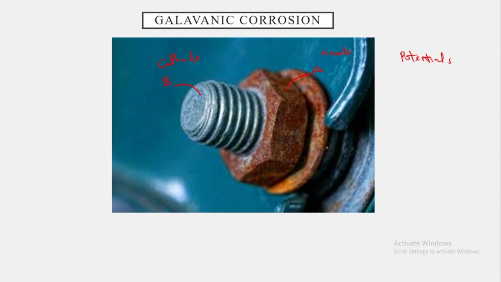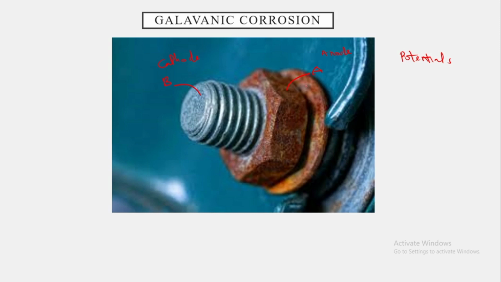The rate is related directly to the cathode-anode ratio. So let's look at something. When you are coupling these two materials together, or two metals together, the size of the anode and the cathode is necessary for the galvanic corrosion to happen. Let me explain it in this way.